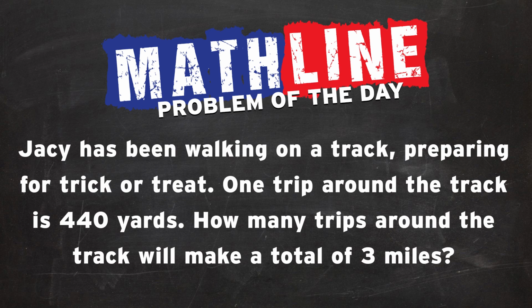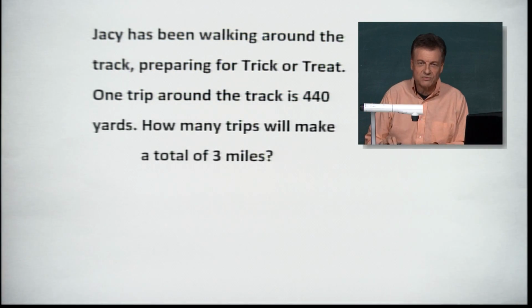Wow, that's a lot of words there. Couple of things we need to know, but let's go back and look at this one more time. We're doing trick-or-treat. Yep, tomorrow night's Halloween. One trip around the track is 440 yards. How many trips will it take to make 3 miles happen? All right, let's take a look at this and see what's going on.